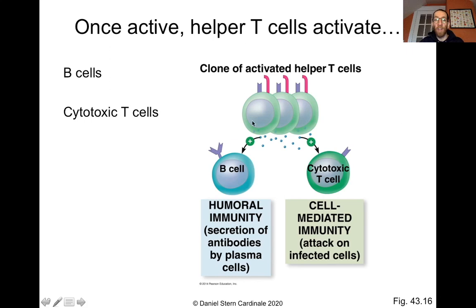So they're going to activate B cells, which are going to be involved in the humoral response, and they're going to activate cytotoxic T cells, which are going to be involved in the cell-mediated response. So now we'll look at each of these individual responses. So you can think of this sequence so far as a flow chart, right, where we've got our APC, we've got our helper T cell that's activated, and now it branches, and we could do two things. We could do B cells, and we could do cytotoxic T cells, and those are two separate sets of responses that are both promoted by the active helper T cells.